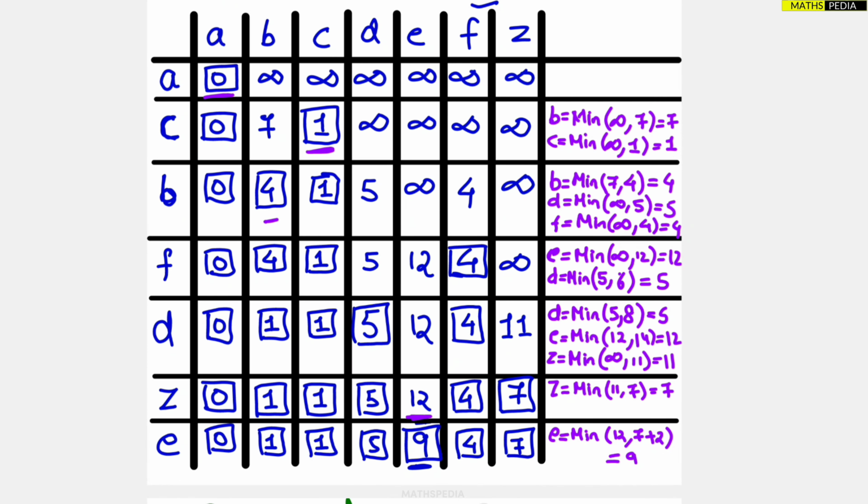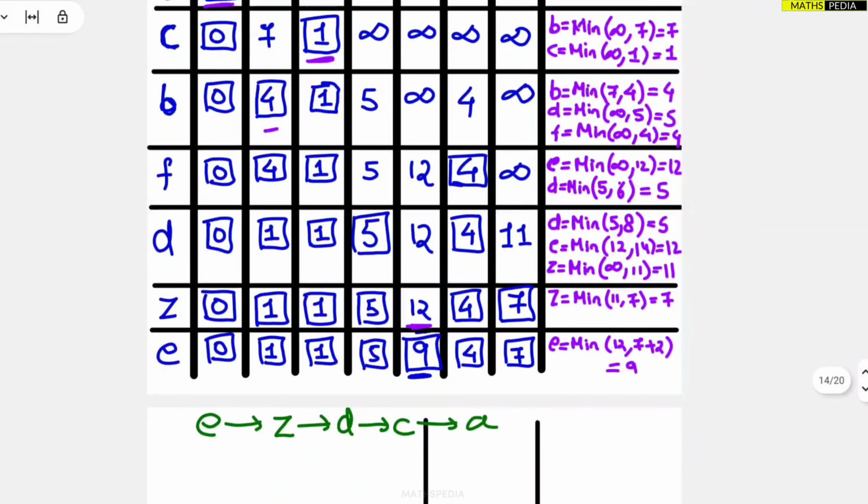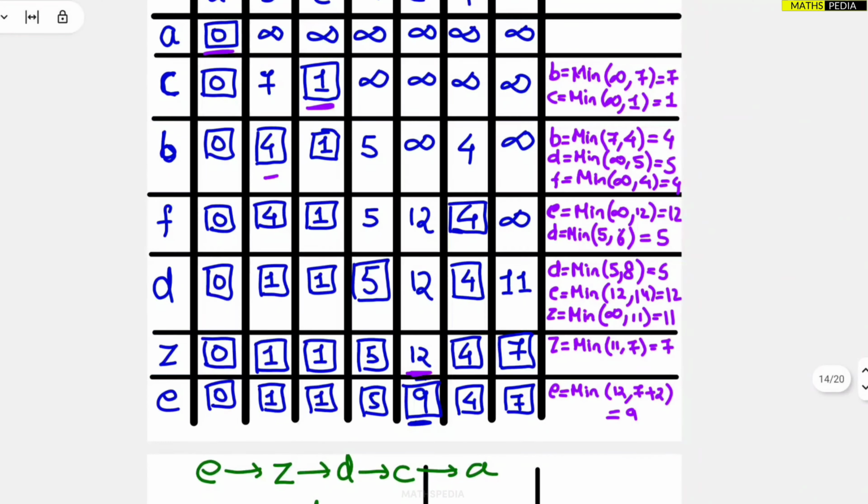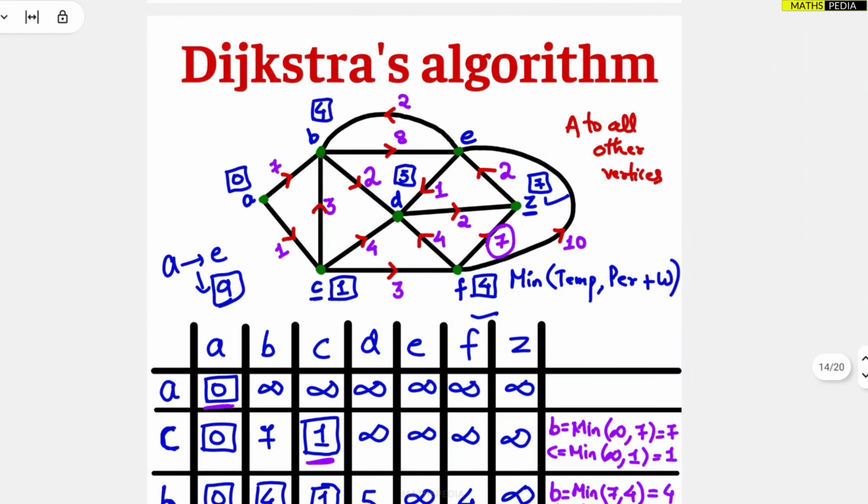So the last value is A. Anyways, you have to reach A. So what is the path I am following? A to C to D to Z to E. From the graph also you can calculate, but still I am telling from this algorithm. A, C, D, Z, E. That path I am taking so that I can get 9 as the shortest distance.